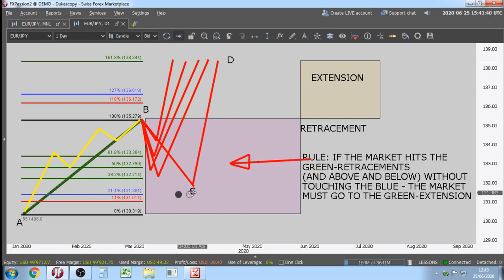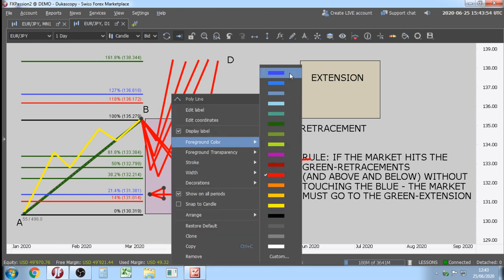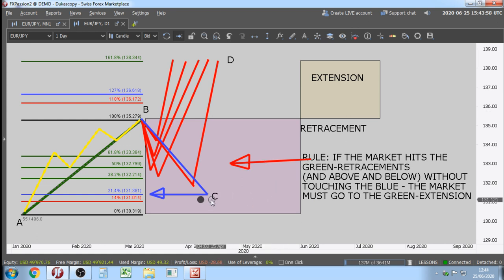Okay. Next. What if the market hits the blue? What if the market touches the blue one? Where is the extension? This is our C, the market retraced further, touched the blue, just touched, don't need to break, touched the blue, we are at the same pip level, touched the blue. Where is the appropriate extension right now? The market is over the green, it touched the blue. Aqua says blue. Anybody else? Blue. Correct? Nothing special, right? Green goes to green, blue goes to blue.